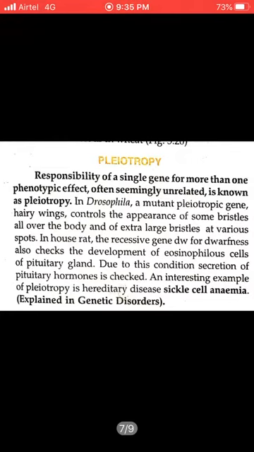Now we have pleiotropy. What is pleiotropy? Pleiotropy is the responsibility of a single gene for more than one phenotypic effect, often seemingly unrelated. It simply means a single gene for tallness or shortness, for white color or black color of eye, whatever the trait may be, it is continuously showing more than one phenotypic effect. Whatever physical characters it affects, like the amount of melanin in the body, it affects the skin color, eye color, hair color. So one single gene trait can affect other phenotypic things as well.